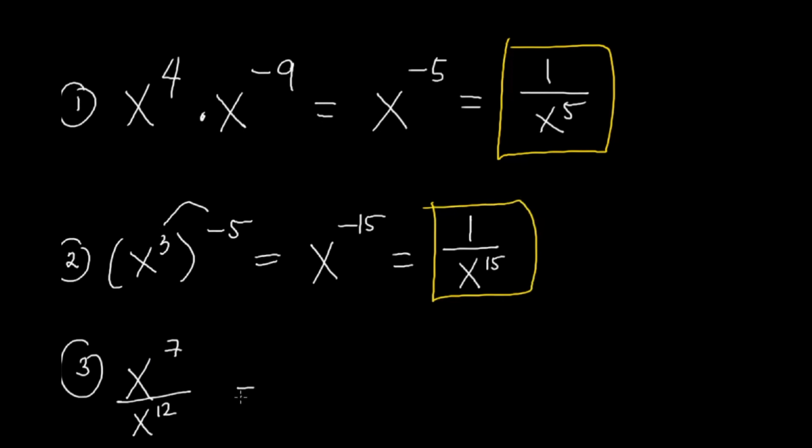Last but not least, we just subtract the two exponents, so 7 minus 12, okay? And that would give us x to the negative 5th power, which is also equal to 1 over x to the 5th power.